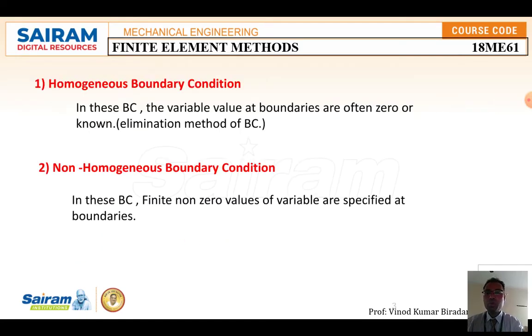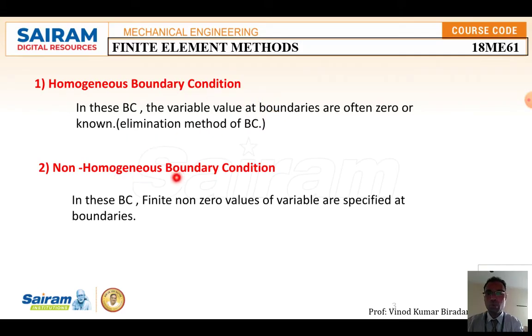In the homogeneous boundary condition, the variable at the boundaries, that is the extreme layer of the problem, is often considered as 0 or a known value, either 0 or a known value. Suppose if it is fixed, it means 0, otherwise they will mention it. Such a condition is called a homogeneous boundary condition.